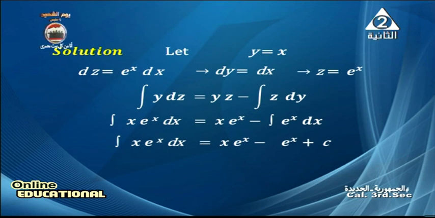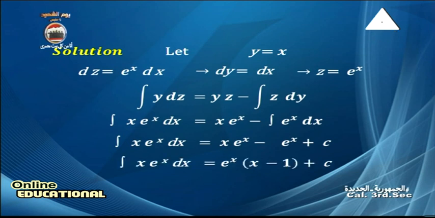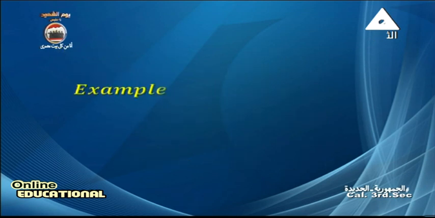We can take e to the power x as a common factor. Then integration x e to the power x dx equals e to the power x multiplied by, between two brackets, x minus 1, plus the constant c. Another example. Find integration of x power 2 e power x dx.